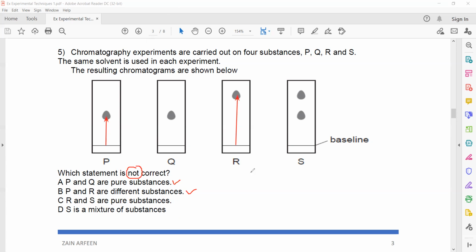R and S are pure substances. R is pure, but S is not pure because there are two spots. So this is not the right statement. And S is a mixture of substances. That's true because whenever there are two or more spots in a chromatogram, it means that substance is not pure. It is a mixture. So C is the right answer for question 5.